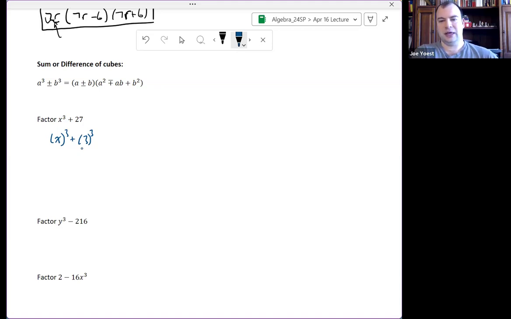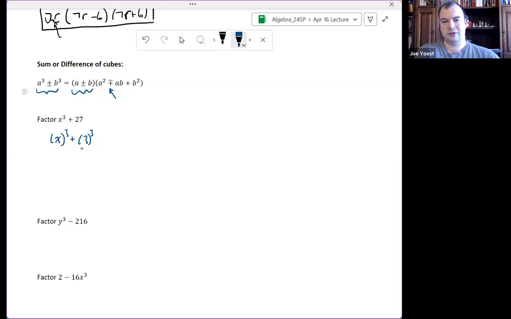So x cubed plus 3 cubed, I see that I've been careful here. A cubed plus or minus b cubed equals a plus or minus b. So the pluses and minuses are in the same order. So a cubed plus b cubed equals a plus b times, and now note this funky looking sign here, a squared minus or plus. The minus and plus switch roles, ab plus b squared.